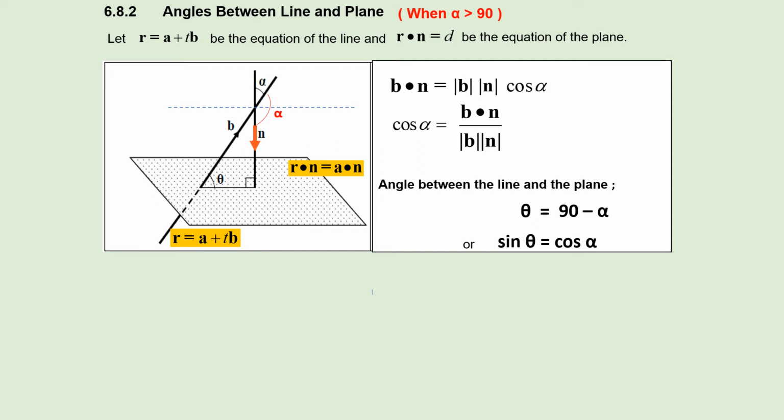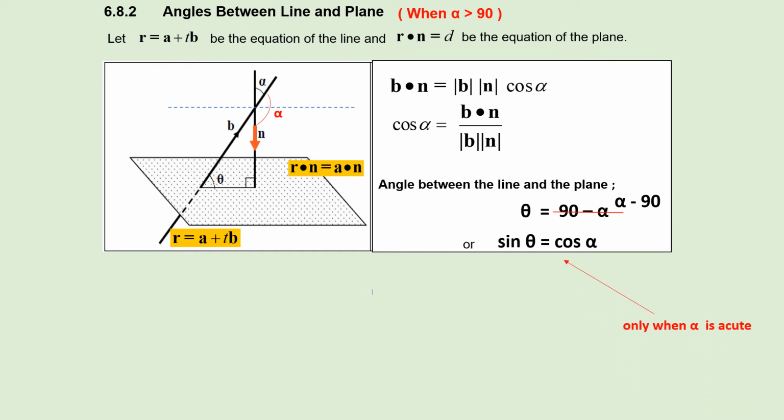So from the angle in red color here, if you want to find theta, actually it is alpha minus 90. So we need to do a little bit of changes here. If alpha is an obtuse angle, we use alpha minus 90. And the relation that you have in your textbook, you need to change also.